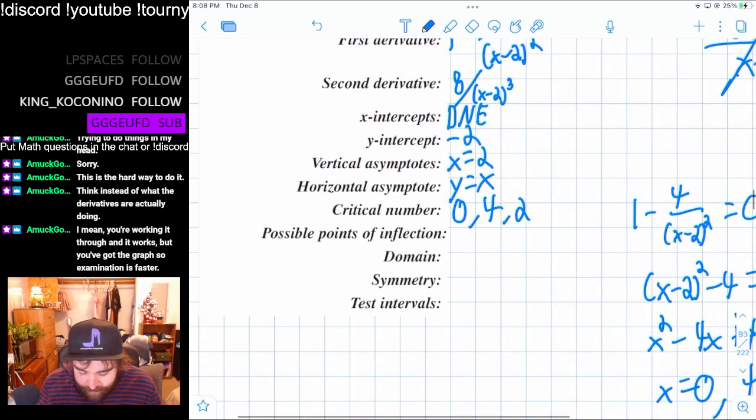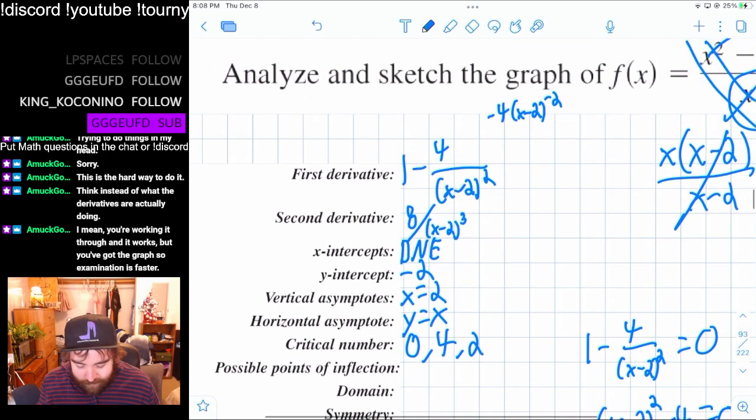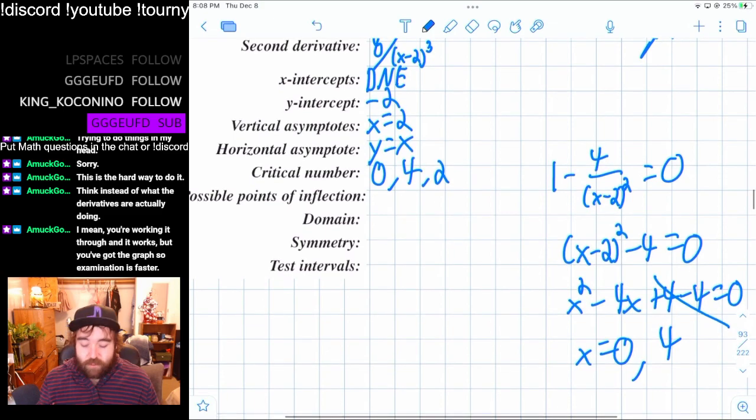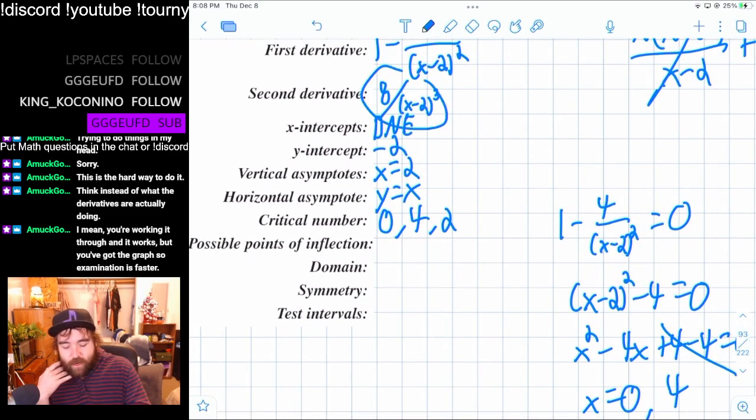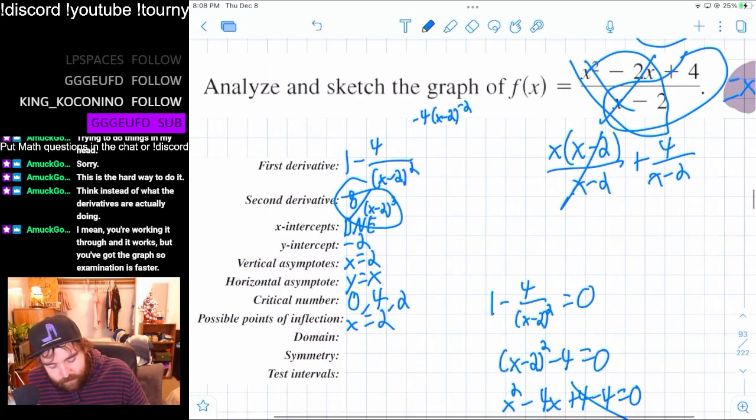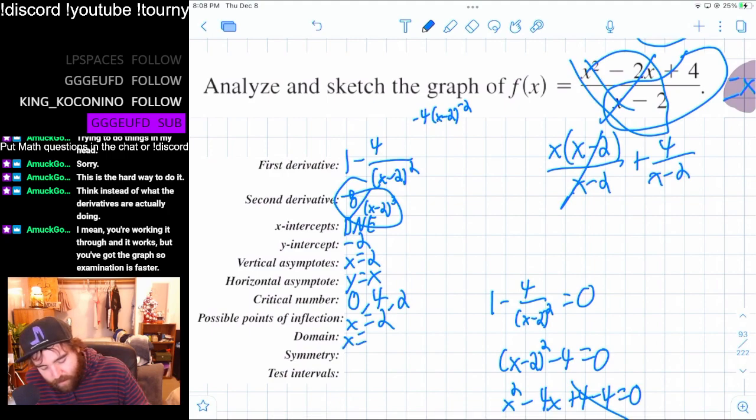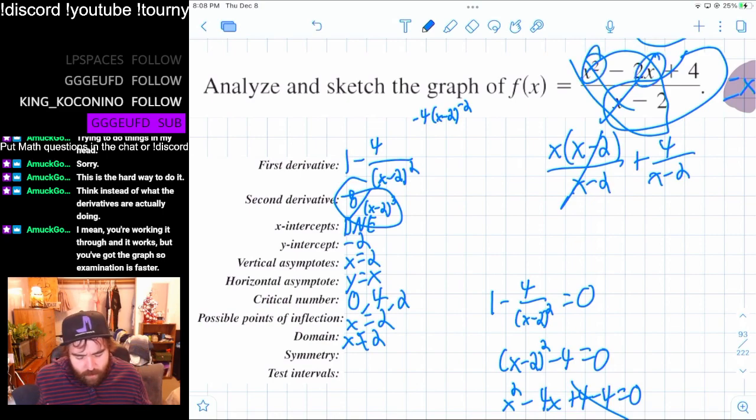But the same thing. So possible points of inflection is when the second derivative is equal to 0. Second derivative is never equal to 0, because look at how the fraction's just 8 on the top. When's the second derivative undefined? Again, when x equals 2. But that won't be much. Domain, just the original function when the bottom is equal to 0. X can't equal 2. Symmetry, there's no symmetry here, because notice how we have the x squared and the x. That's going to mess up any type of symmetry that we're going to have.